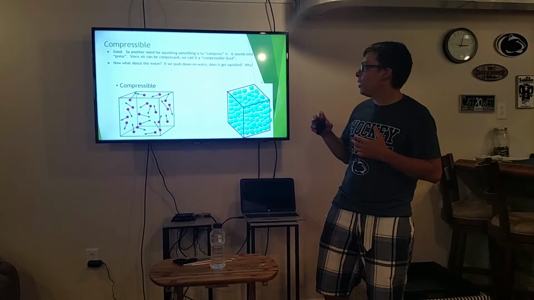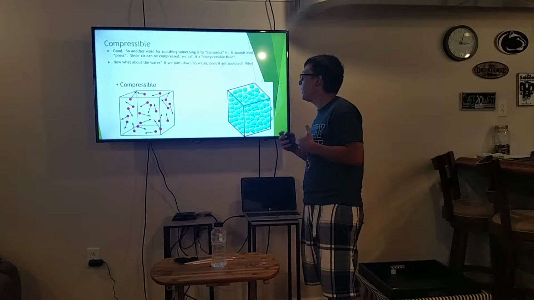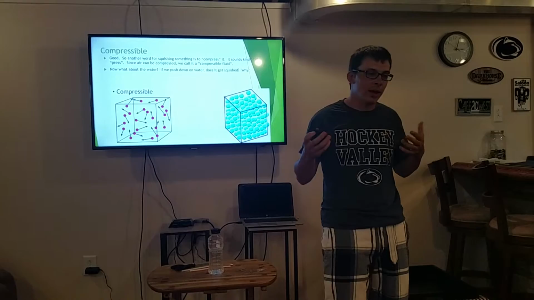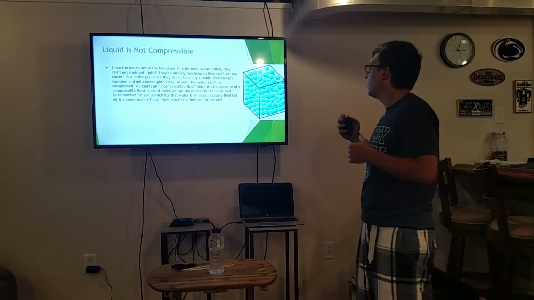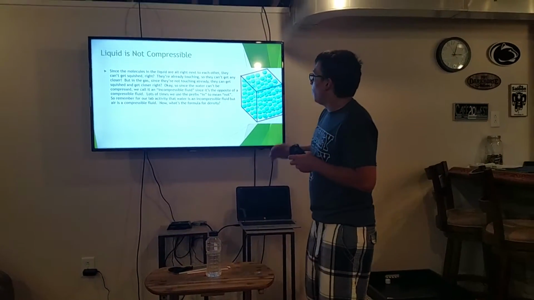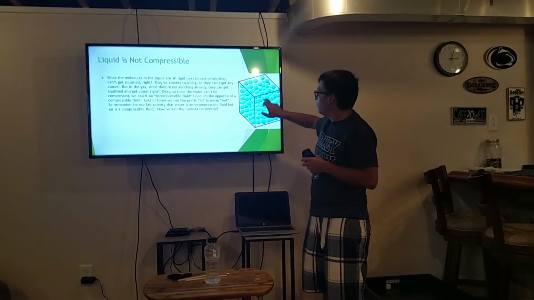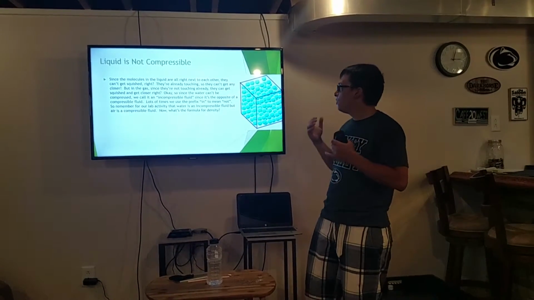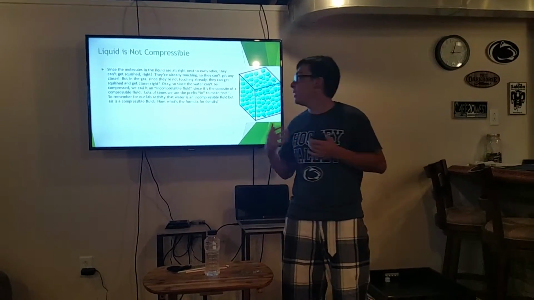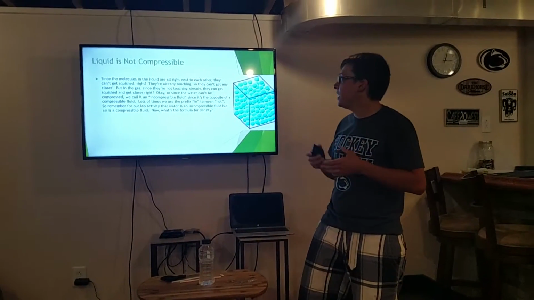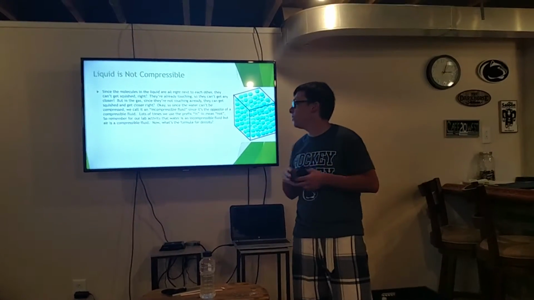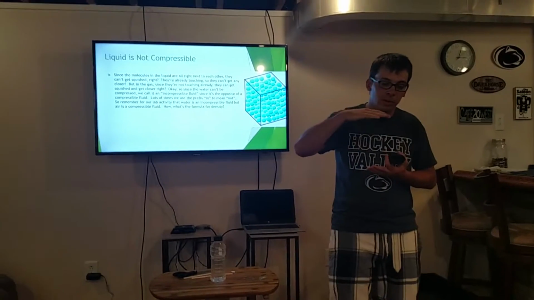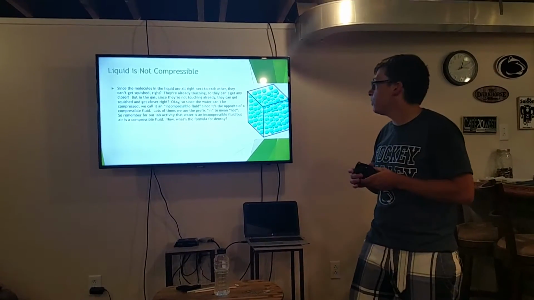Next, we're going to discuss water. If we push water down, does it get squished, and why? Since the water molecules in this box are so jammed together and pushed next to each other, when you push down, there's really not much room. You can't squish them. They're already touching. They can't get any closer. But in the gas, since they're not touching, you can push them closer where they're going to touch. You're going to increase pressure.